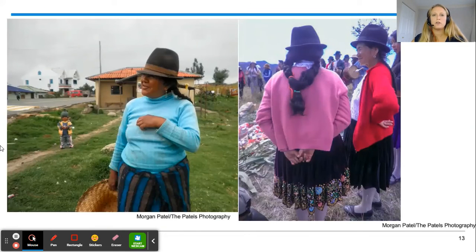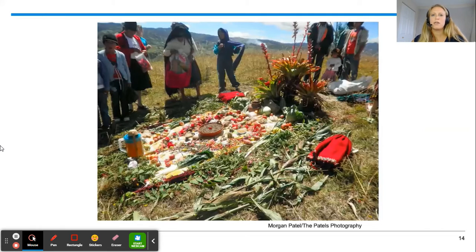Here's another one that I took of women in Ecuador. So they're wearing the traditional clothes. It's hard to tell in this photo, but the men would often wear sweatpants or jeans.